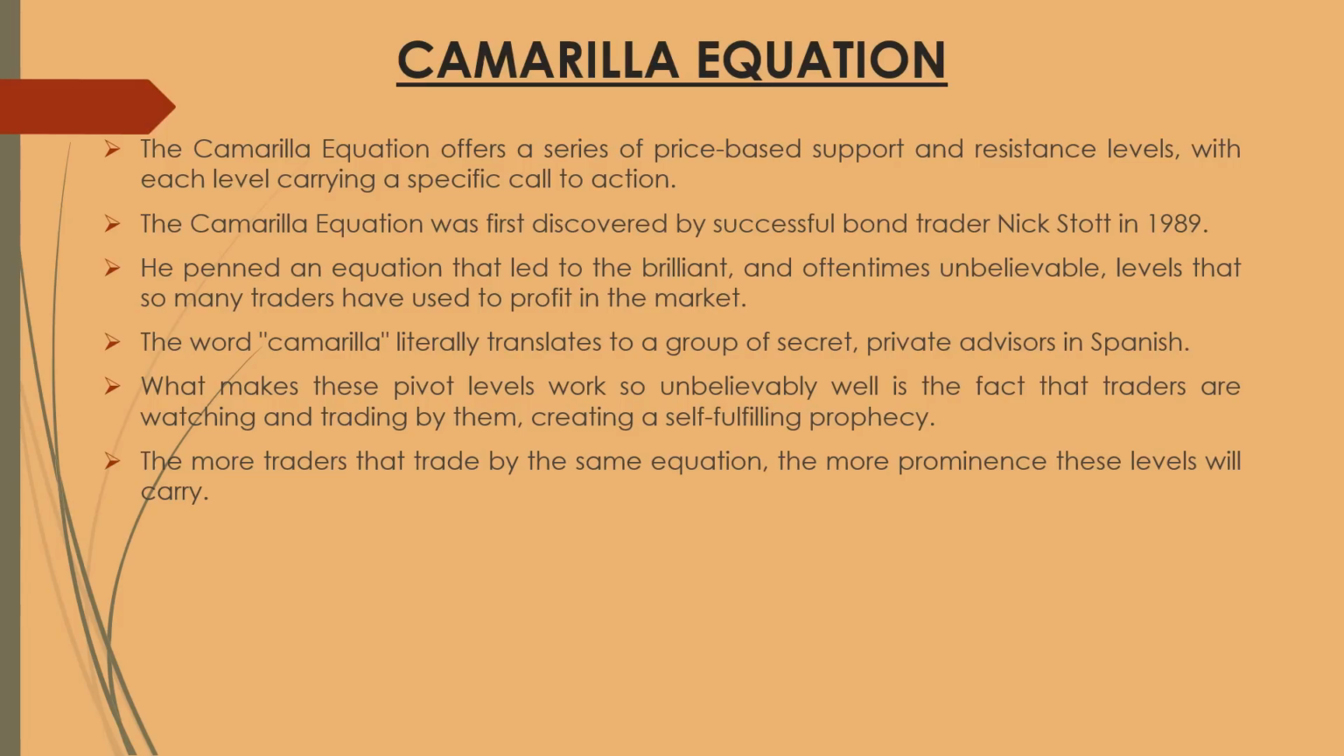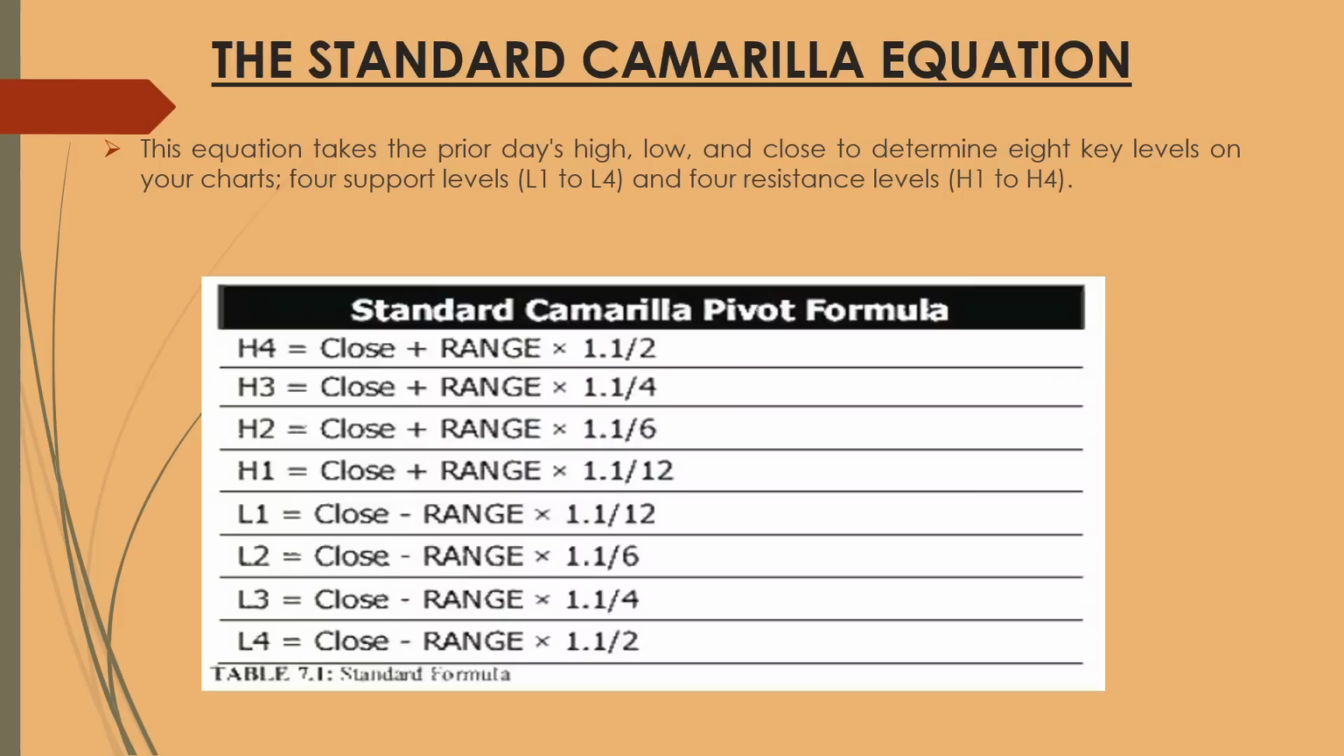What makes these pivot levels work so unbelievably well is the fact that traders are watching and trading by them, creating a self-fulfilling prophecy. The more traders that trade by the same equation, the more prominence these levels will carry. This equation takes the prior day's high, low and close to determine 8 key levels on your chart: 4 support levels, that is L1, L2, L3 and L4, and 4 resistance levels, that is H1, H2, H3 and H4. The standard Camarilla pivot formula is shown.